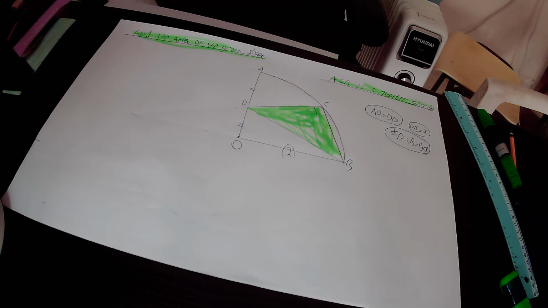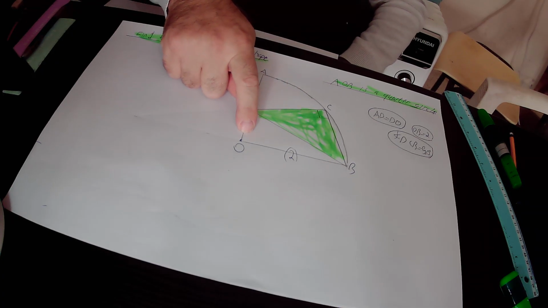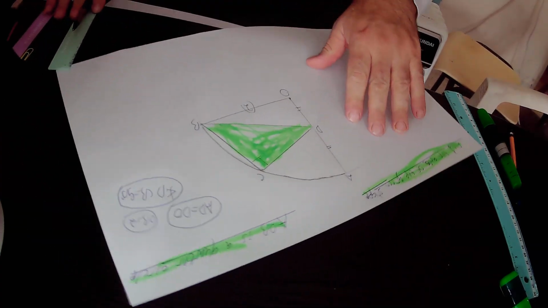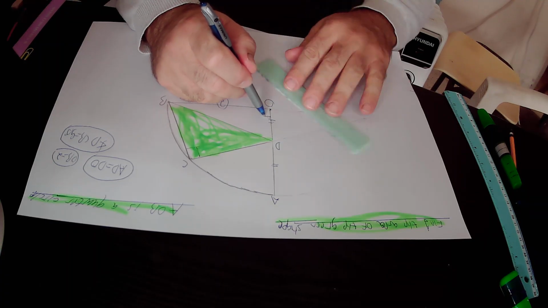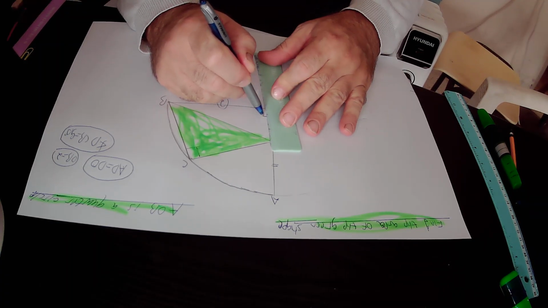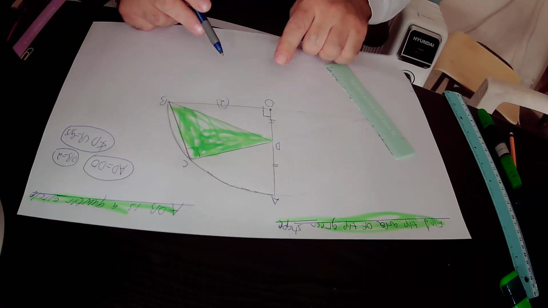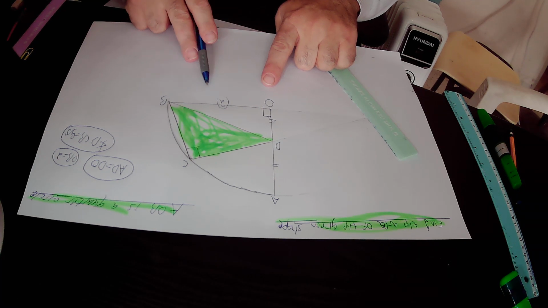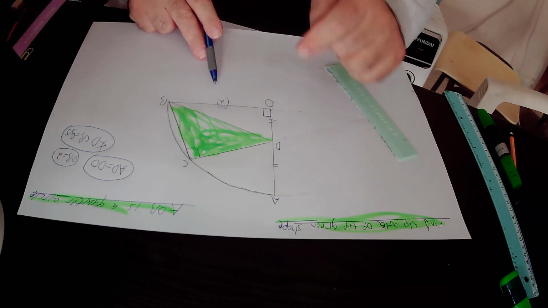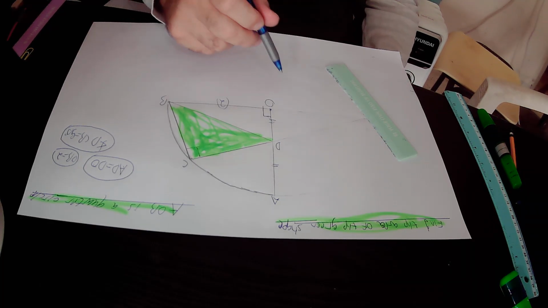The green shape is actually the right green triangle, triangle DCB. So we have to find the area of the right green triangle DCB. First of all, AOB is a quarter circle, and therefore this is a right angle. OB is the radius of this quarter circle, equal to 2. Likewise, OA is also the radius of the quarter circle, equal to 2.